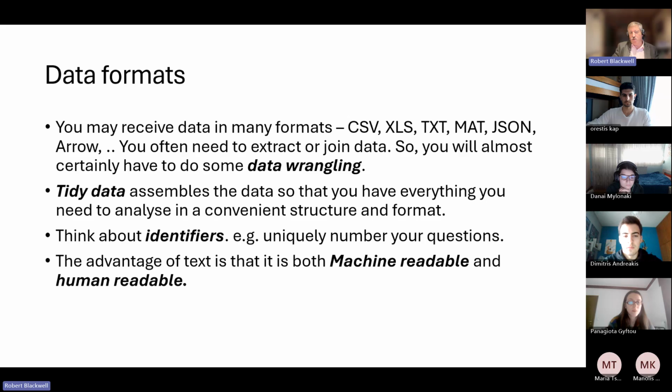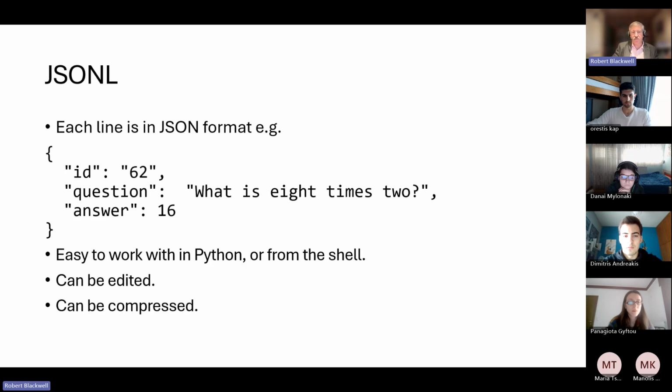And I was just going to say that one of the really big advantages of using text here is that it can be both machine readable and human readable. So thinking about data formats, the way you're going to store the data is a really important part of the game. One very popular format, particularly for LLM evaluation, is called JSON-L. This is the JSON lines format, and in JSON lines format, each line in your text file is a piece of JSON. So here's an extract with an ID of 62. There's a question and an answer, and you would have lots and lots of these all in a text file.